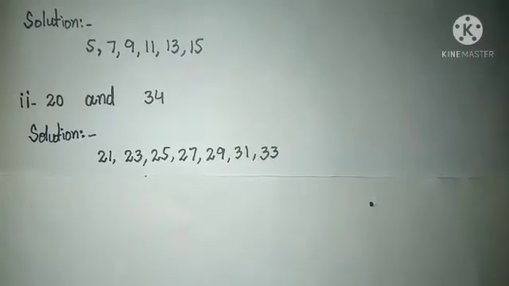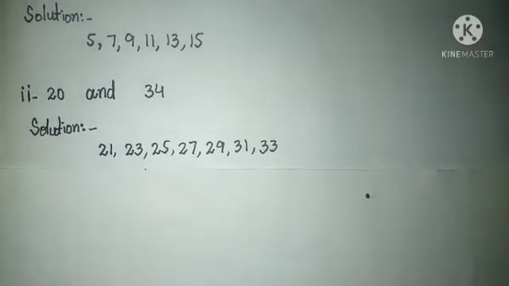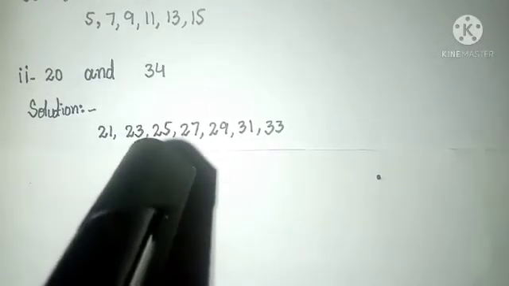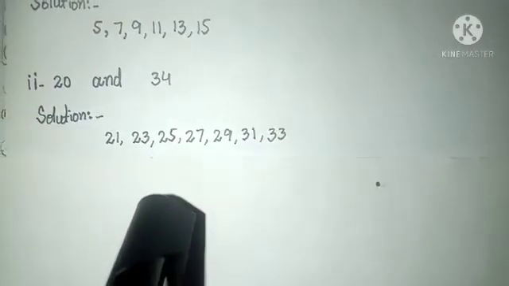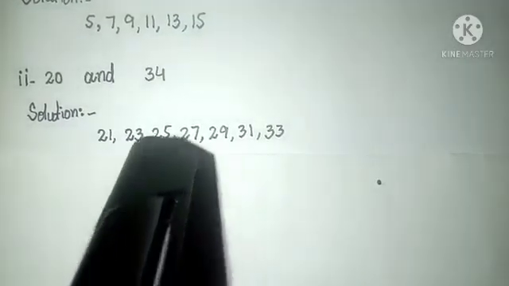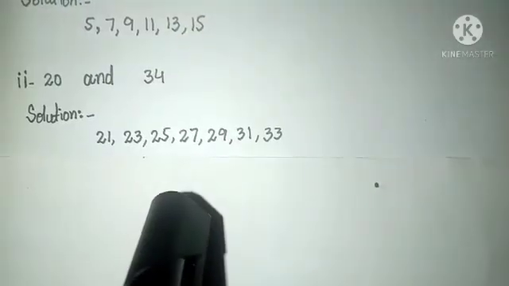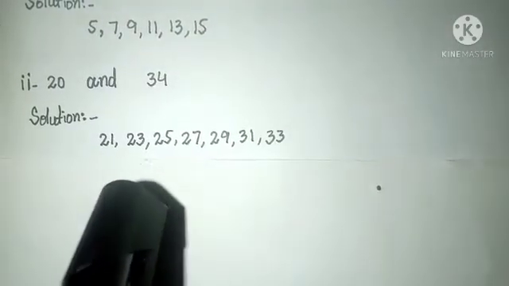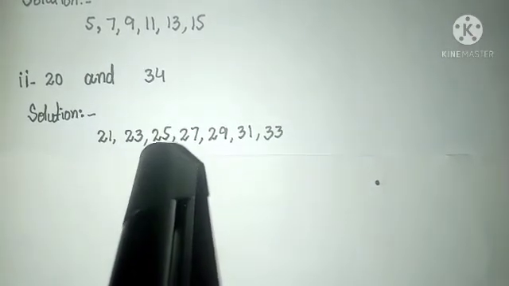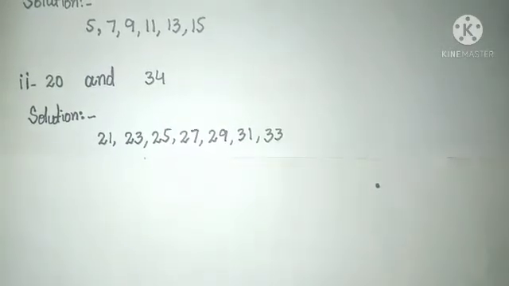Now part 2, 20 and 34. Here we have to write the odd numbers between 20 and 34: 21, 23, 25, 27, 29, 31 and 33. These all are odd numbers between 20 and 34. These numbers are not divisible by 2 and they have in their ones place 1, 3, 5, 7, 9, 1 and 3.